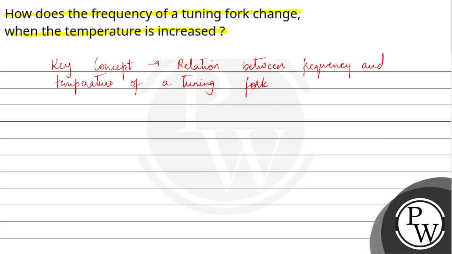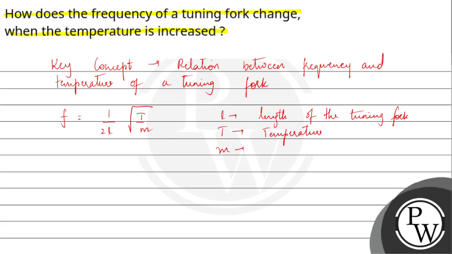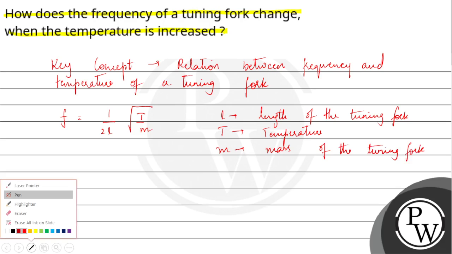So this relation is given by the expression 1 by 2L root T by M, जहाँ पे L है length of the tuning fork, T is the temperature और M है mass of the tuning fork. तो इसी फॉर्मूला को लेके हम इस क्वेश्चन को आंसर करेंगे.